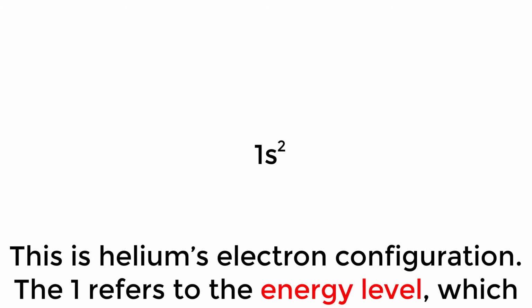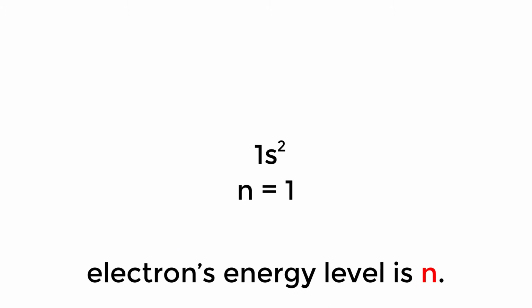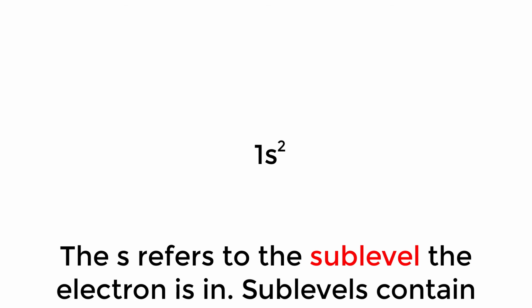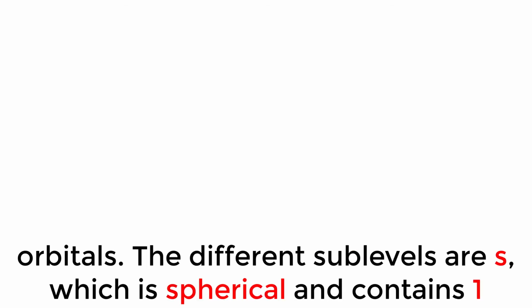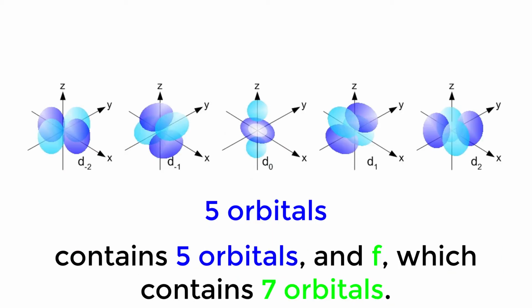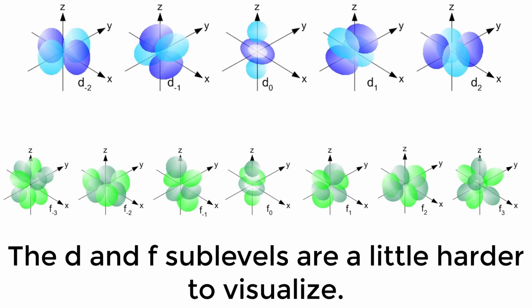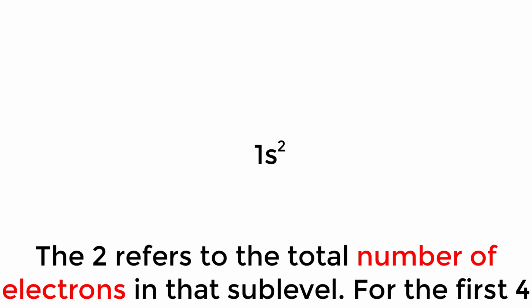This is helium's electron configuration. The 1 refers to the energy level, which is the shell it can be found on. The principal quantum number for an electron's energy level is n. The s refers to the sublevel the electron is in. Sublevels contain orbitals. The different sublevels are s, which is spherical and contains 1 orbital, p, which is dumbbell-shaped and contains 3 orbitals, d, which contains 5 orbitals, and f, which contains 7 orbitals. The d and f sublevels are a little harder to visualize. The 2 refers to the total number of electrons in that sublevel.